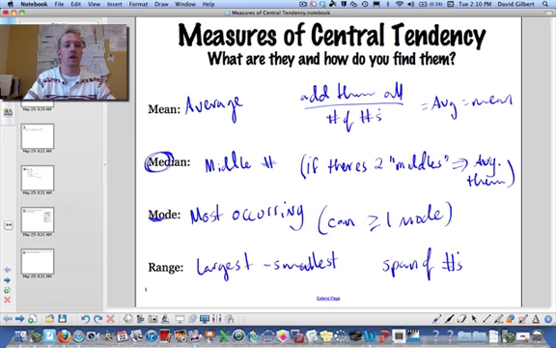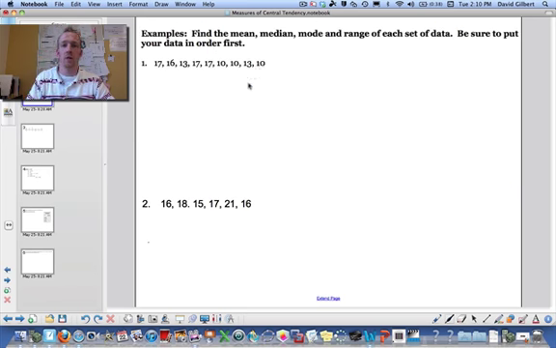So let's see this in action. Here we've got a list of numbers, and we want to find the mean. First we have to add them all up. If we add up all these numbers, we get 123. I'm not going to waste your time or mine adding these for you to see. If you add them, you're going to get 123.